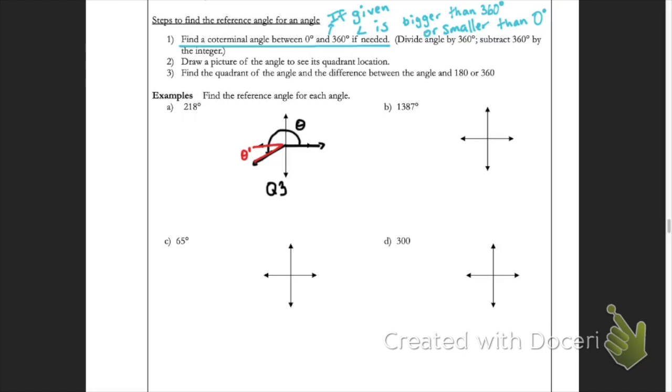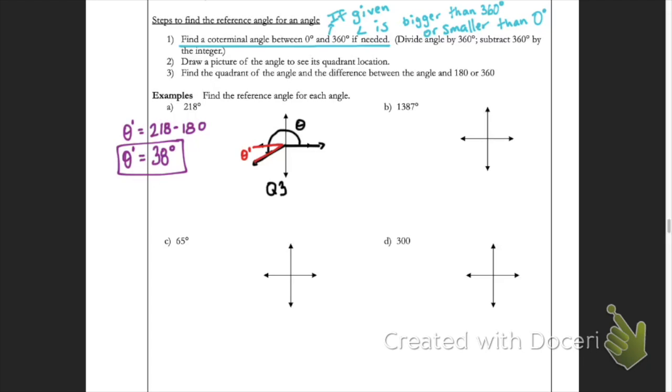And step 3 is find the quadrant of the angle and the difference between the angle and 180 or 360. So it depends here. Here I know that the theta is taking up a half circle and a little bit into quadrant 3, which is the part that's theta prime. So I should take the theta and subtract from it 180. I need to subtract that half circle. That's going to give me 38 as my reference angle, theta prime.